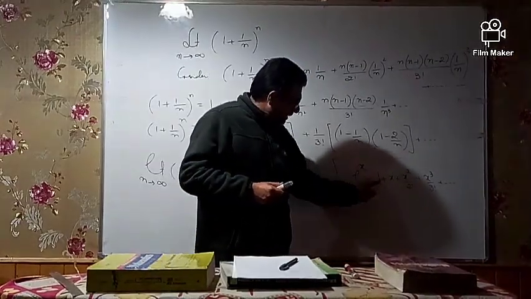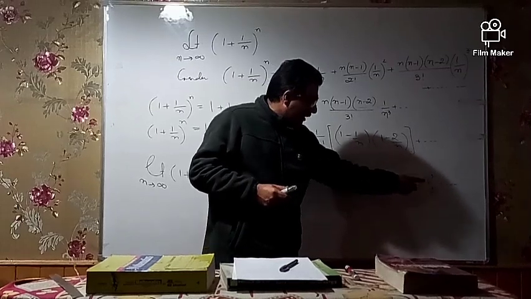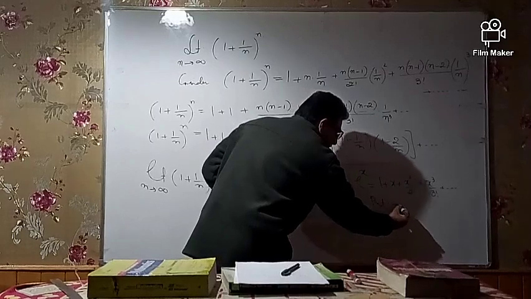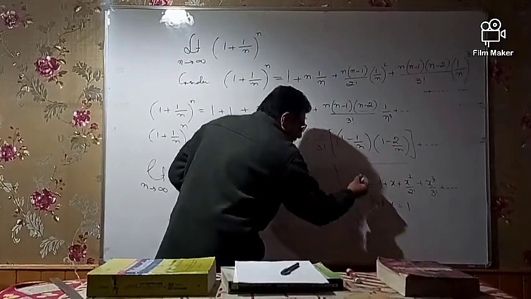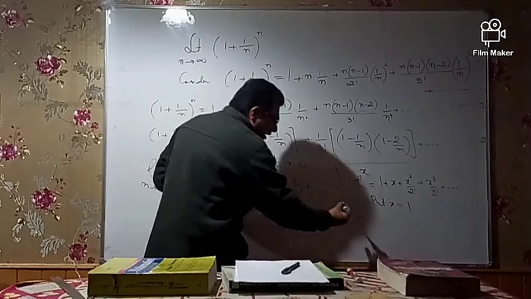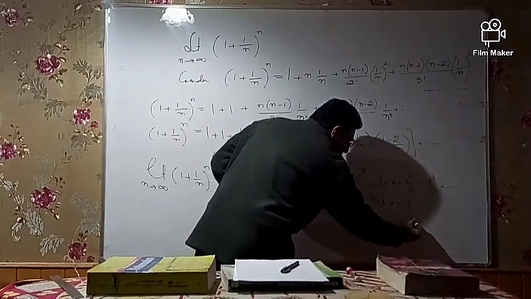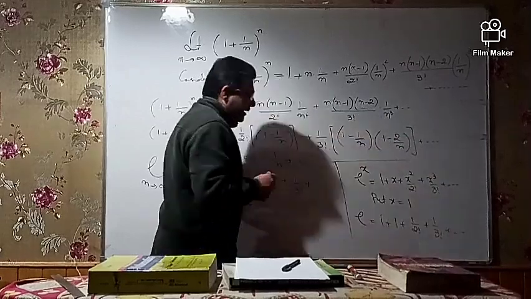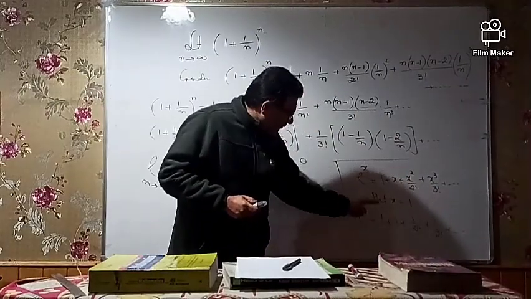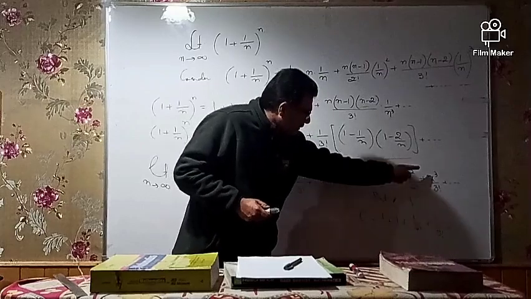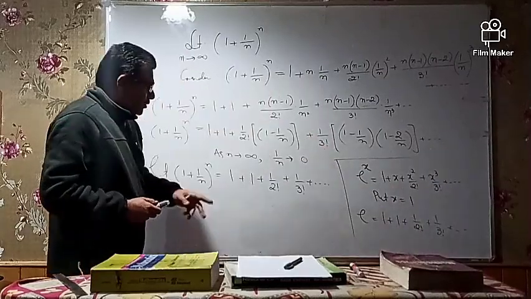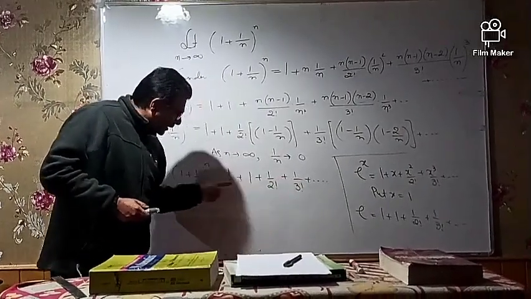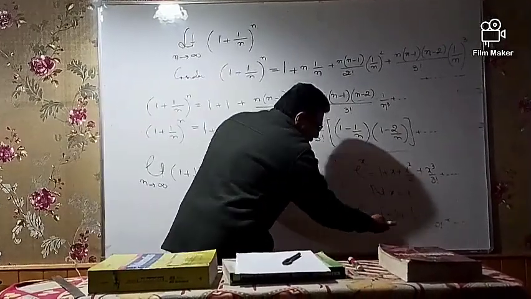E raised to power x is 1 plus x square by 2 factorial, x cube by 3 factorial, and so on. Once you put x is equal to 1, you will get e raised to power 1, that will be e. And here you will get 1 plus 1 by 2 factorial plus 1 by 3 factorial plus so on. So now you check here, it is 1 plus 1 plus 1 by 2 factorial, 1 by 3 factorial plus so on. So this and this is actually same, so it is equal to e.